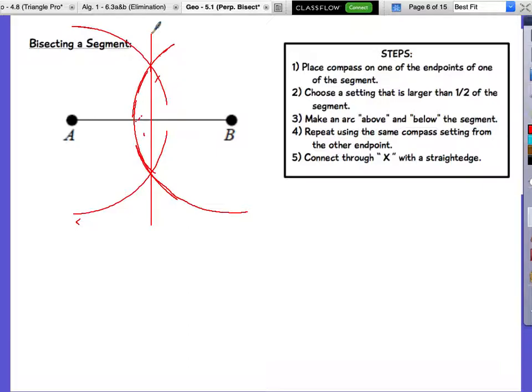And what is it doing to this segment AB? Bisecting. It bisects it. It cuts it in half. And furthermore, what kind of bisector is it? Perpendicular. It's a perpendicular one. It forms a right angle with this as well. Whoa. We constructed a perpendicular bisector.